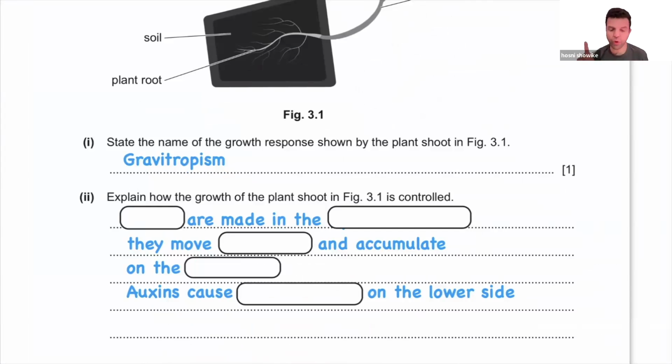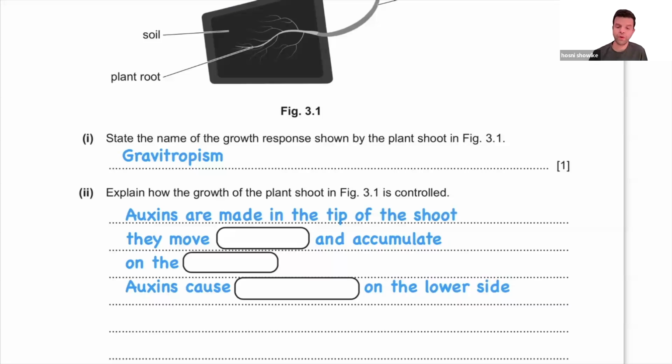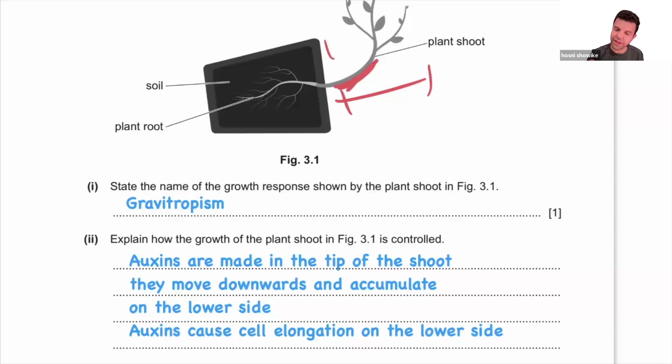Explain how growth of the plant shoot is controlled. So I'm going to say that auxins, just like always, I say, where are the auxins made? Well, auxins are made at the tip of the shoot. They're going to be moving downwards to the bottom side. So you'd find them all here at the bottom. And auxins would cause those cells at the bottom to elongate, right? So that's why we have this side growing faster, this side growing slower, and the shoot is pointing upwards.